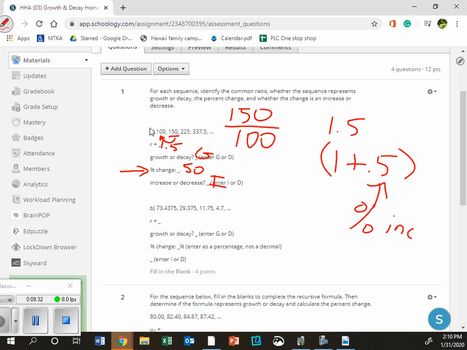Now let's go on to part B. Yes? No, you can write 50 or a 50 with a percent sign, and either one will be accepted. Okay, on to part B.